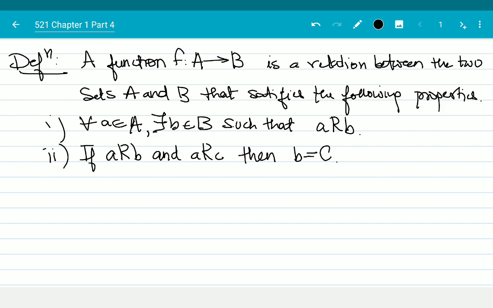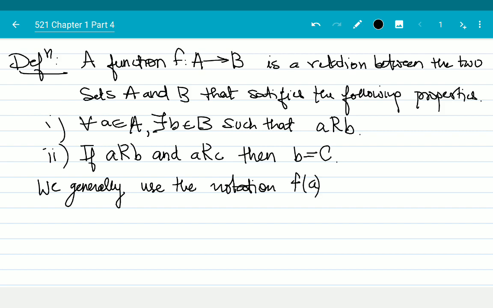Okay, and we generally use the notation f of a is equal to b to denote a R b.